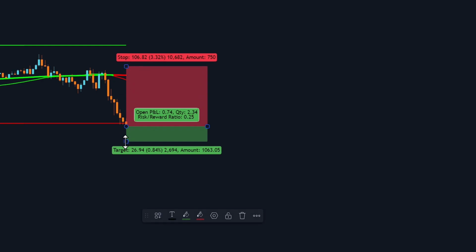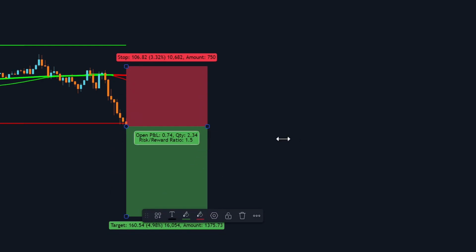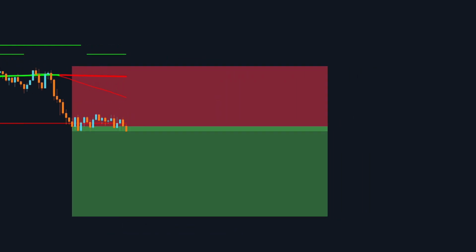Now let's look at some backtesting results to see how this strategy performs.